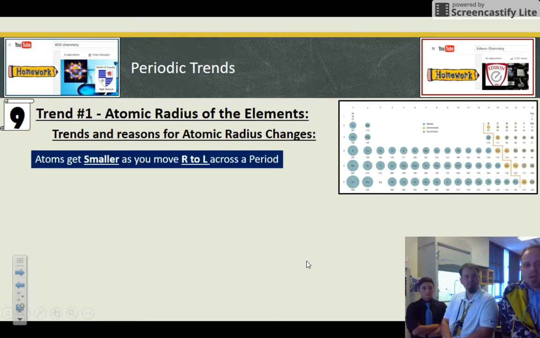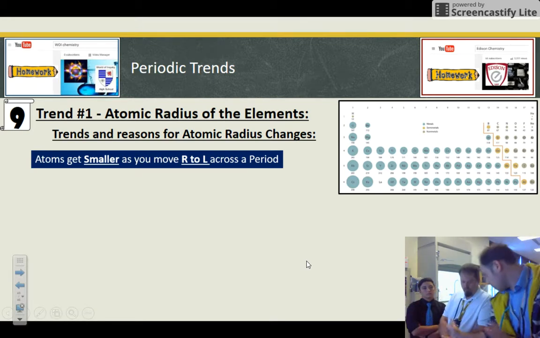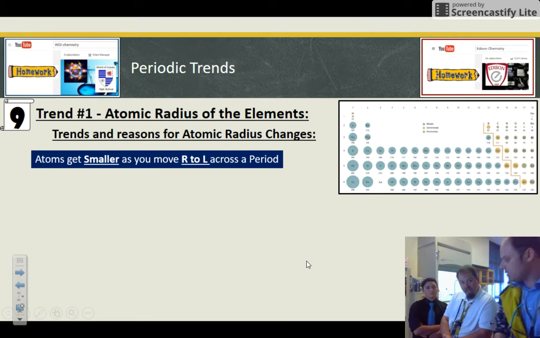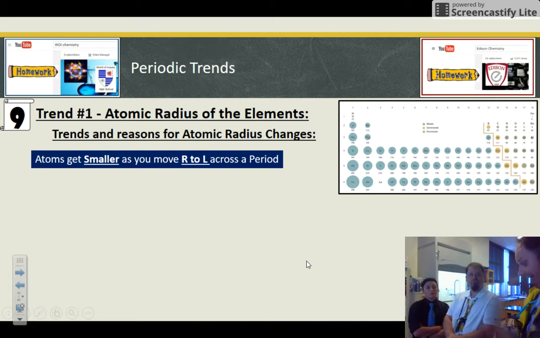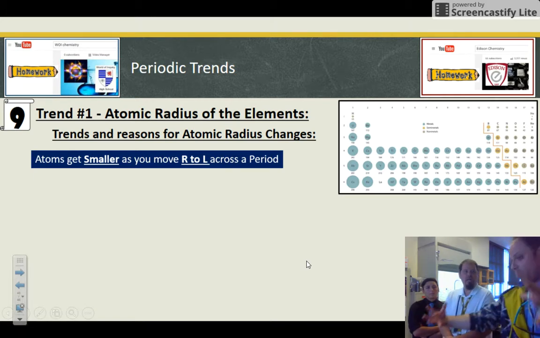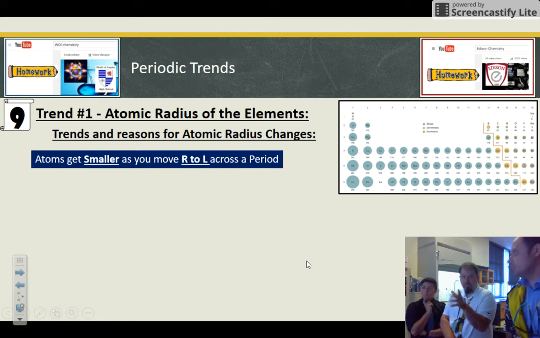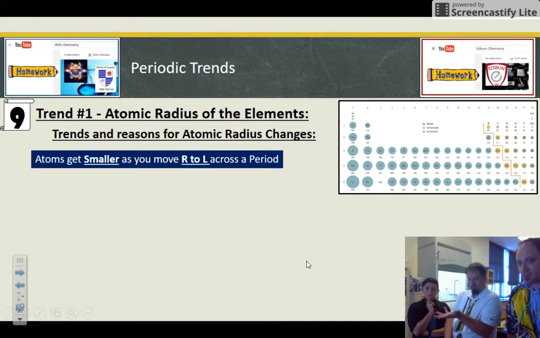So as you go left to right across the period, so becoming more and more non-metallic, the atoms get smaller. Which defies logic because I'm adding stuff. Both protons, neutrons, and electrons. I'm adding all three things, but we know the atoms get smaller. And the picture shows it. It's actually been verified, right? And yes, proven. Facts. And now the why.